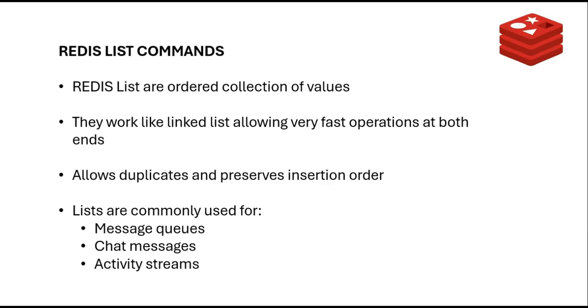So here we are going to learn about Redis list commands. Redis lists are nothing but an ordered collection of values. They work like linked lists, allowing very fast operations at both ends. This list is going to allow you duplicates, and it also preserves the insertion order. Lists are commonly used for message queues, chat messages, and activity streams.